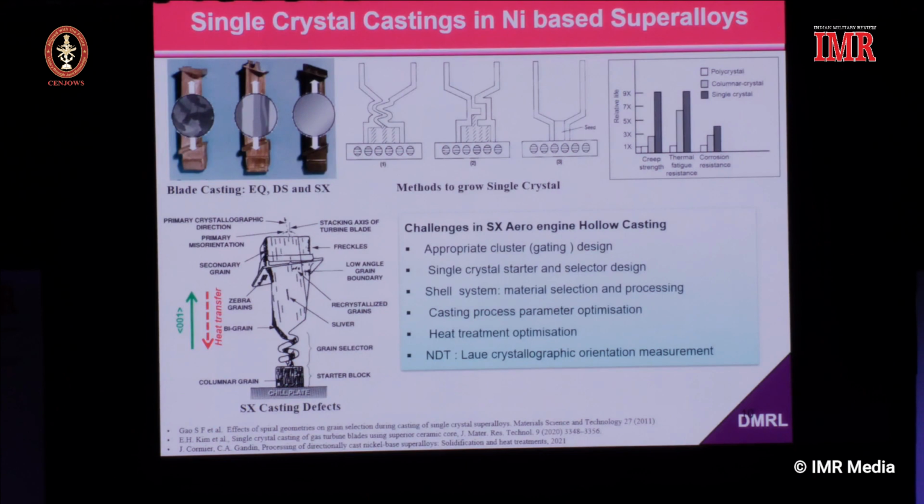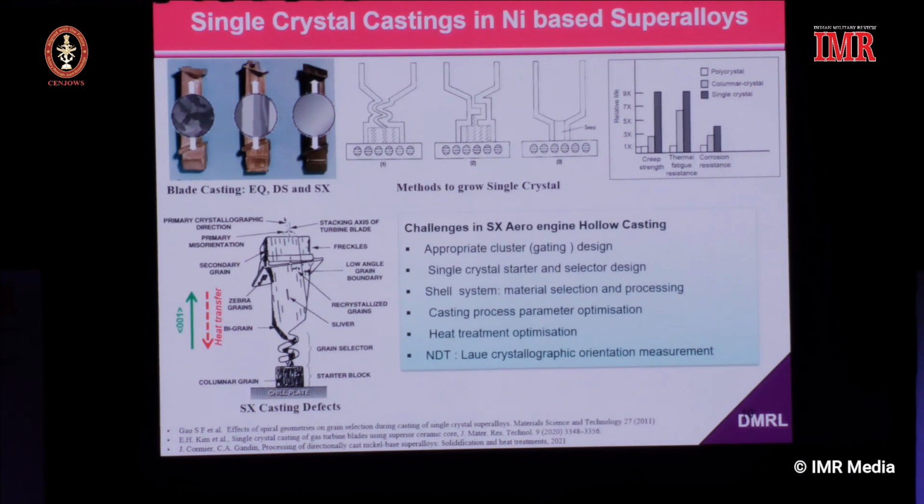Now, the challenges in development of these single crystal castings are manifold. We are pouring liquid metal at something like 1500 plus degrees Celsius temperature, which is coming down to room temperature. We get almost all possible casting defects in any casting. Now coming to single crystal, we have additional challenges. We get what we call sliver defects, and one of the most important ones is the crystallographic orientation.